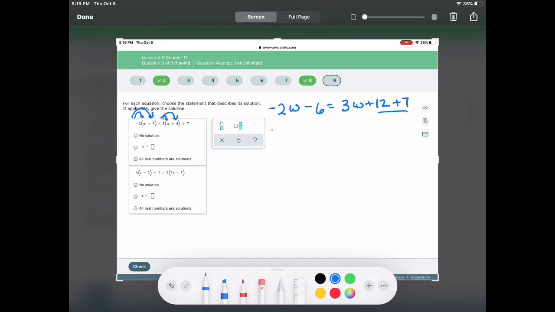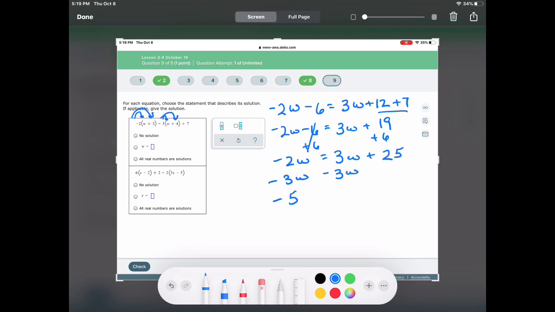How about those guys? Negative 2w minus 6 equals 3w plus 19. Let's add 6. Negative 2w equals 3w plus 25. And we need to get our w's together. Negative 5w equals 25. Divide that by negative 5. And I get w equals negative 5. Sure looks to me like that one has an answer, so we're going to type that in there.